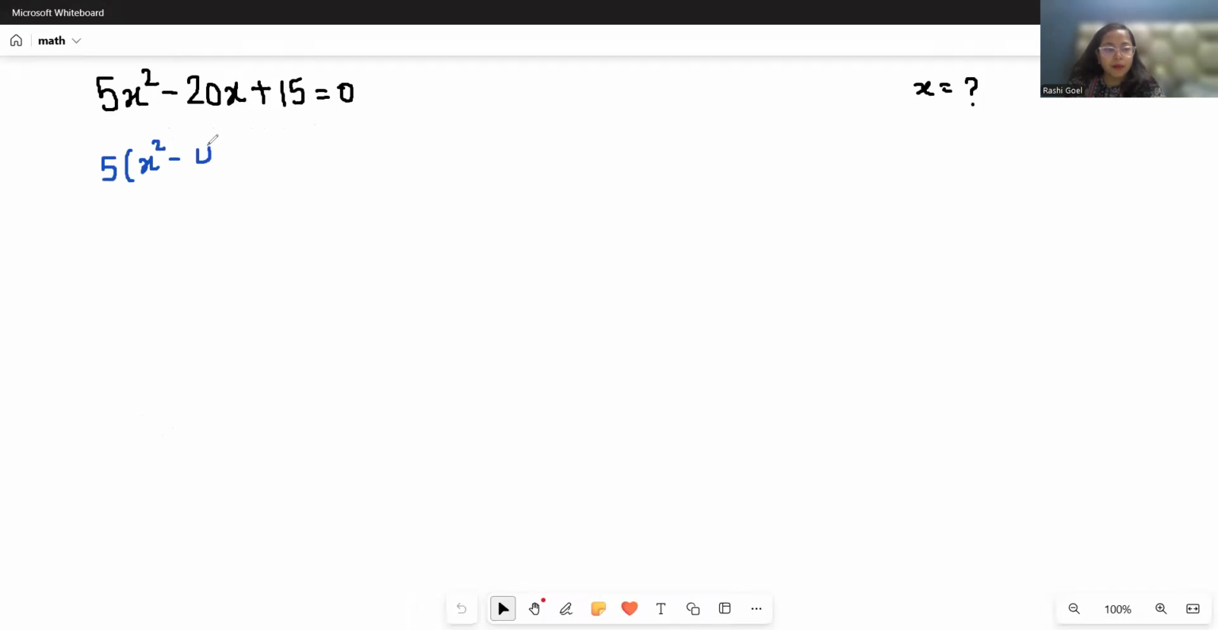x squared minus 4x plus 3 equals 0. Now if I divide both sides by 5, x squared minus 4x plus 3 equals 0. Now to solve this quadratic equation, there are multiple methods. You can solve it with the quadratic formula, completing the square method, or factorization method, which we can also call the middle term split method. So I am going to solve it with the factorization method.